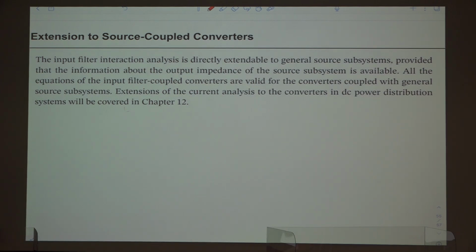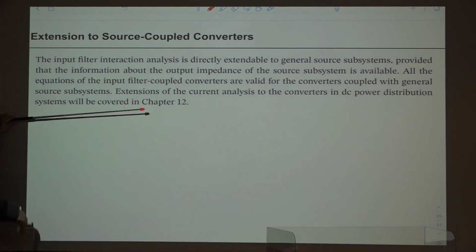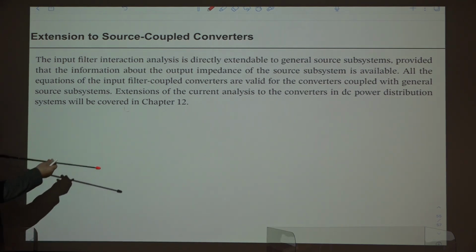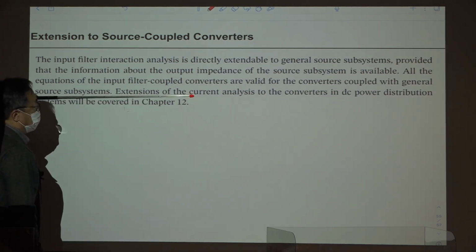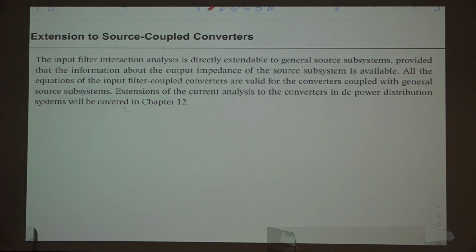The input filter is the simplest possible source subsystem, but if you have a very complicated source subsystem and somehow you know the Thevenin representation of it, then the result should be the same, right? So that is very important. This is the general approach, not only for input filter interaction, but for any type of source subsystem interaction. In chapter 12, the next chapter, we'll discuss those aspects of this analysis, which will be the design of DC distributed power systems.